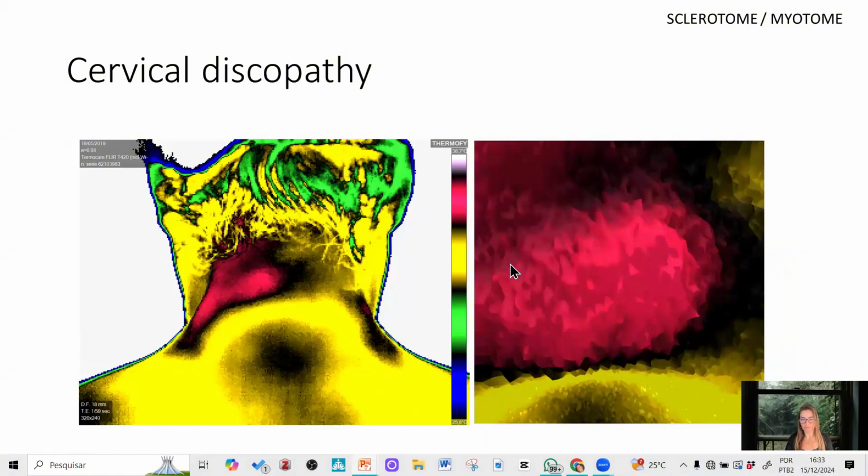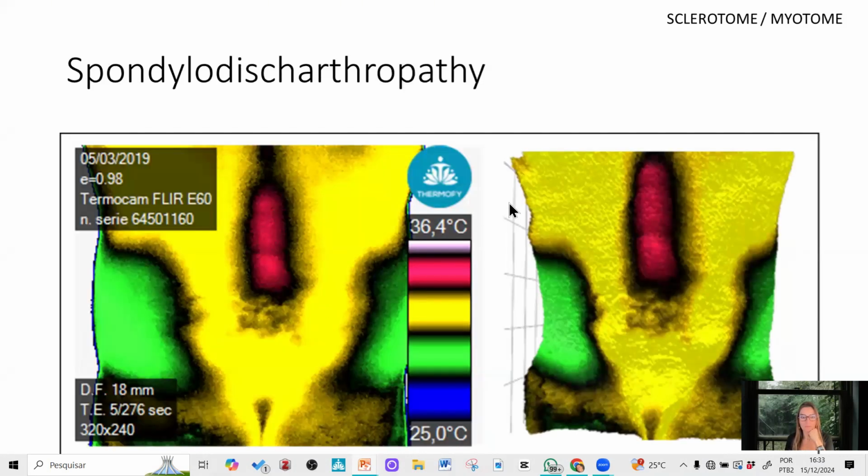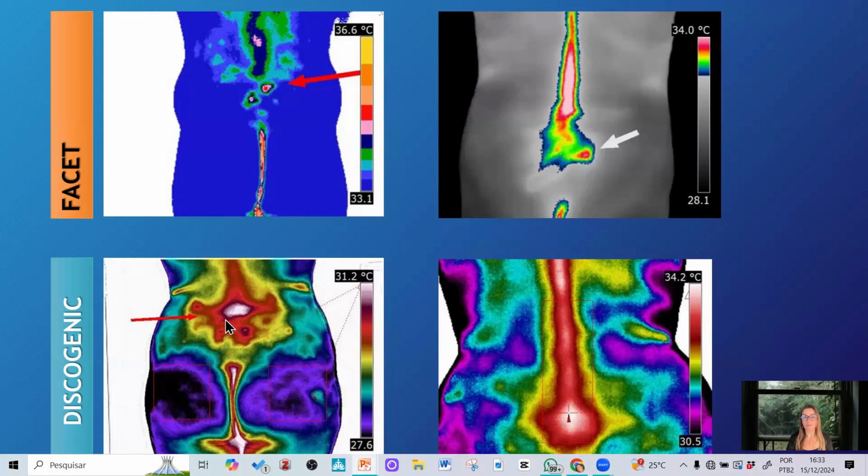Cervical discopathy. It looks like a central image here on the cervical part. Here in the lumbar, you see a round shape in the middle line on the strip. Most of the time when you have this round shape in the middle, it is related to discarthropathy. So here is a discogenic problem, and here is a degenerative problem related to the facet joints. It's different: it's not in the middle, but paravertebral, here on the left.